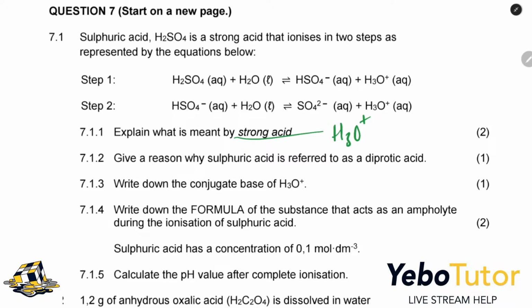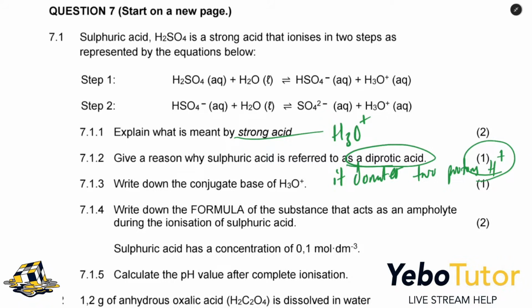So this is a strong acid. Now give a reason why sulfuric acid is referred to as a diprotic acid. It is regarded as a diprotic acid because it donates 2 protons, which is your H+. It donates 2 protons. That's why it's called a diprotic acid. Write down the conjugate base of H3O+. Definitely your conjugate base is just going to be your water, H2O.